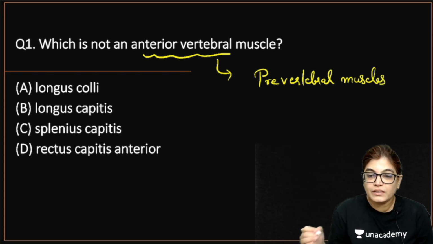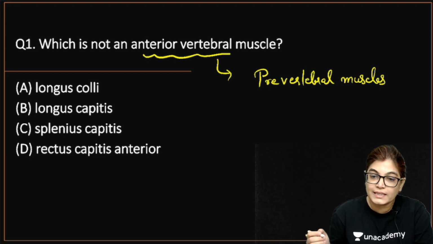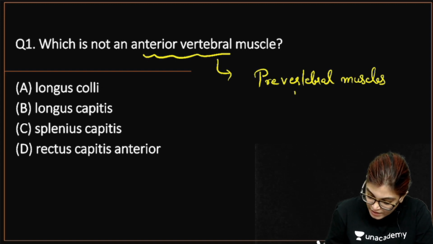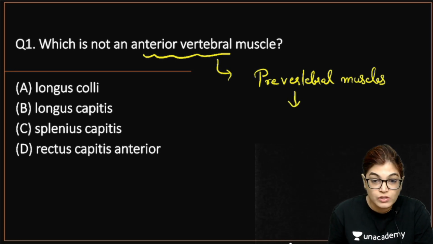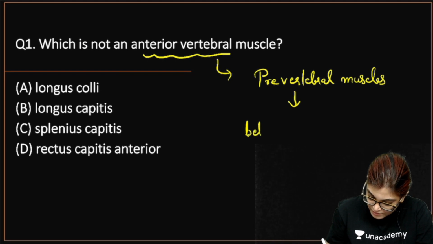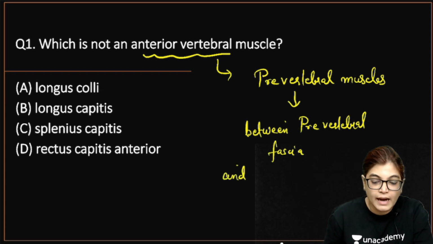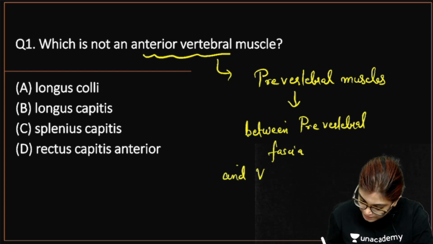It is lying between the prevertebral fascia and the vertebral column. What is the location? This group of muscle, which is also called anterior vertebral muscle, is sandwiched between the prevertebral fascia and the vertebral column.